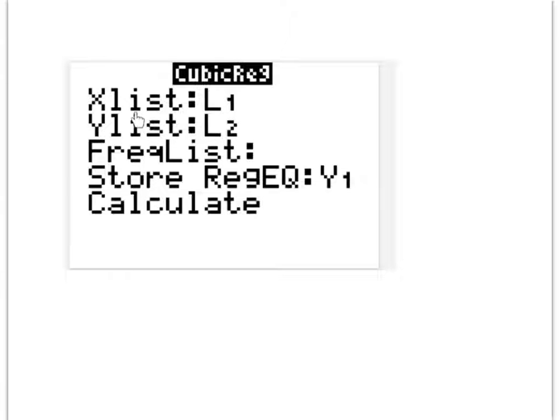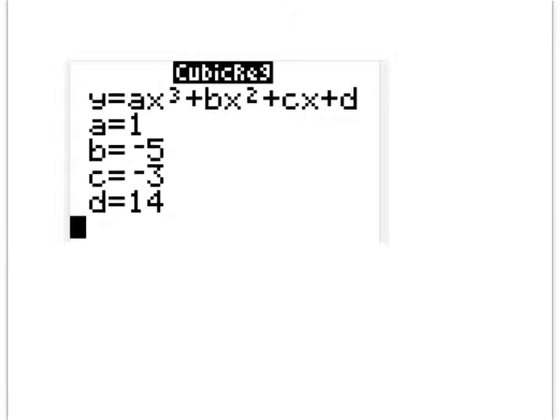So then, I'm going to go to the next slide now. I do a regression. Don't forget to store your regression in Y1. I guess you can store it wherever you want, but Y1 is fine. And then go to calculate, hit enter, and there is our answer. A is 1, B is negative 5, C is negative 3, D is 14. I don't have my R squared here, but your R squared should be perfect. It is 1. This is a perfect regression.